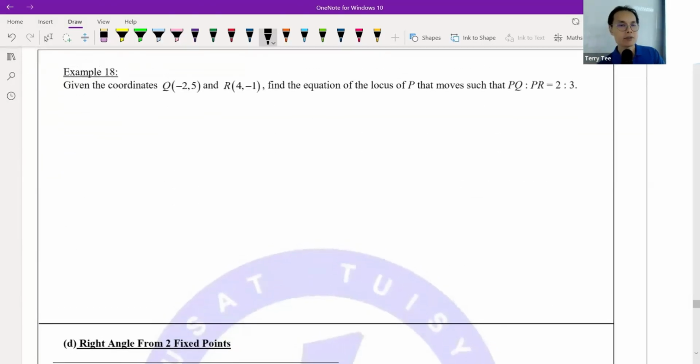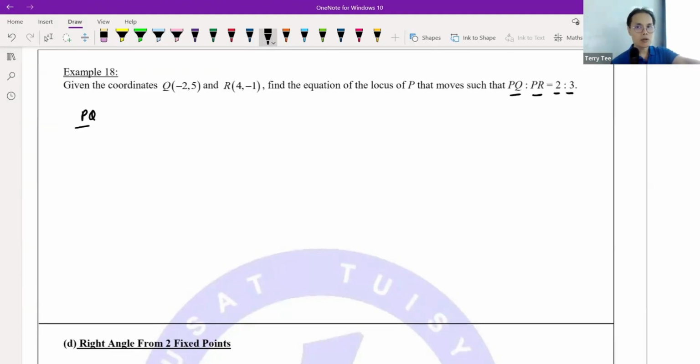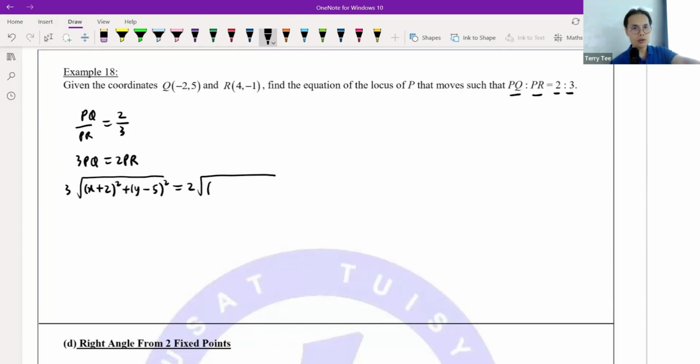Now example 18. Find the equation of the locus of P which moves such that PQ to PR is 2 is to 3. So PQ over PR is 2 over 3. We can cross multiply: 3PQ equals 2PR. Use the formula for distance. PQ will be the square root of (x minus 2) squared plus (y minus 5) squared. The result is 2 times the square root of (x minus 4) squared plus (y plus 1) squared.